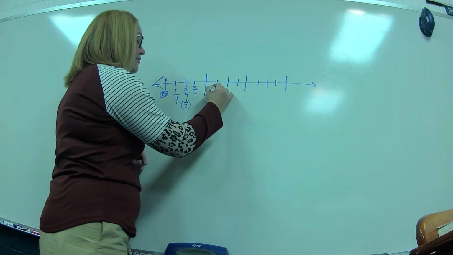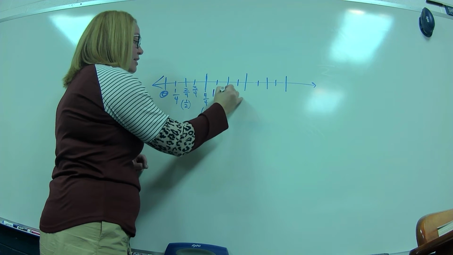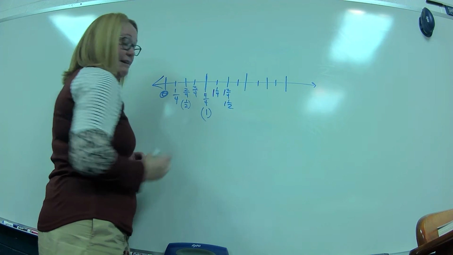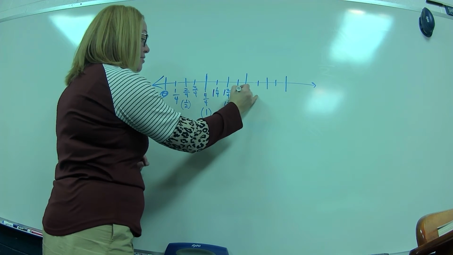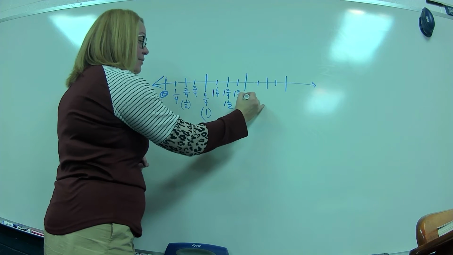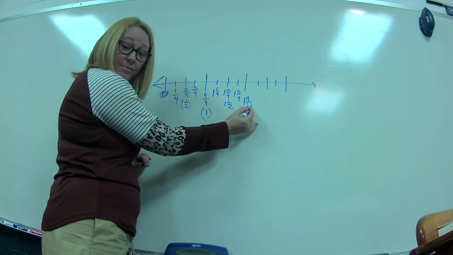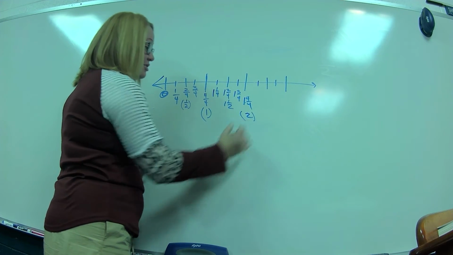So here I'm going to have 1 1/4. Here I'm going to have 1 2/4, which goes to 1 1/2. Here I'm going to have 1 3/4. And here I would have 1 4/4. Well, that's 1 plus 1. So I have 2 inches.